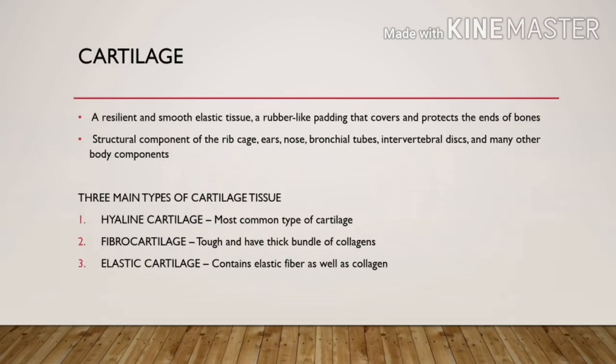Cartilage, a resilient and smooth elastic tissue, a rubber-like padding that covers and protects the ends of bones. It is a structural component of the rib cage, ears, nose, bronchial tubes, intervertebral discs, and many other body components. Three main types of cartilage tissue: hyaline cartilage, the most common type of cartilage; fibrocartilage, tough and with thick bundles of collagens; and elastic cartilage, which contains elastic fiber as well as collagen.